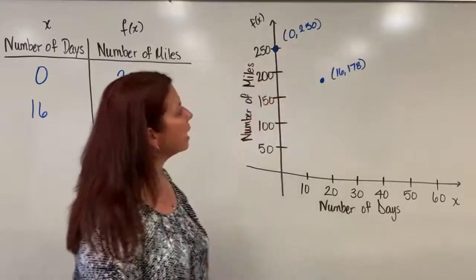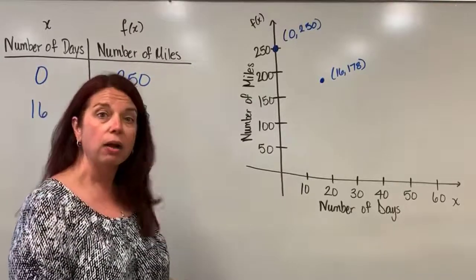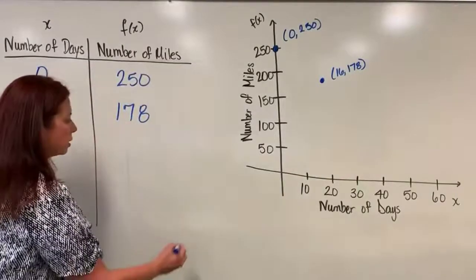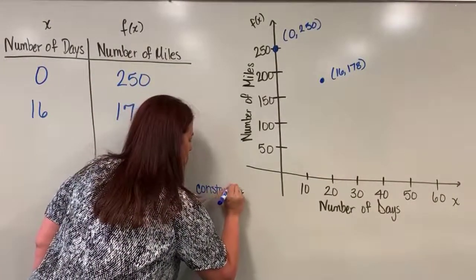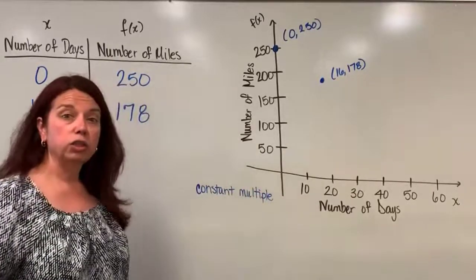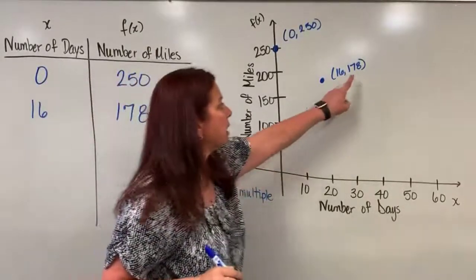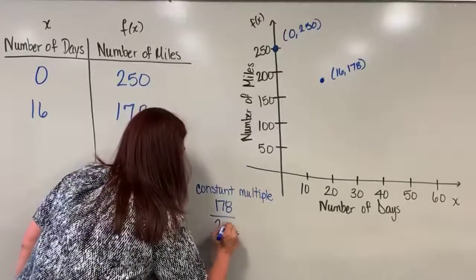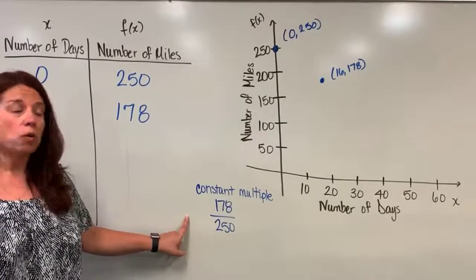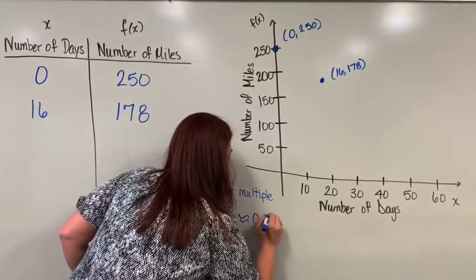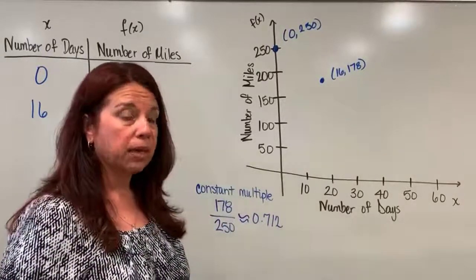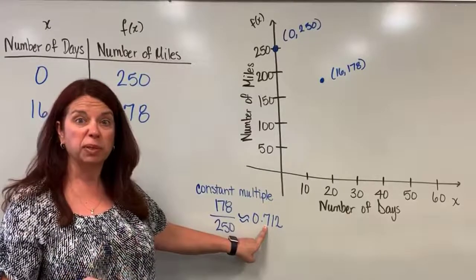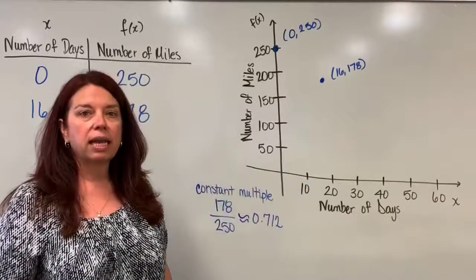So since we know the beginning and end result of the number of miles for this particular car, we can figure out what that common multiple is, that constant multiple. And what we do to figure that out is simply by division. If we want to find this constant multiple that this car is draining by, we would simply take the 178 miles that are left after 16 days and divide it by the 250 miles that the car started with. If we actually do this division, we get a value approximately 0.712. Now there's no units on that number because this is a multiple, a factor for which if I take 250 and multiply it by this number here, approximately 0.712, I would get 178 miles back.